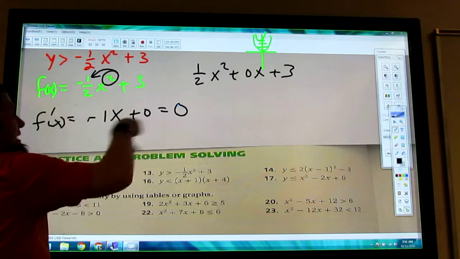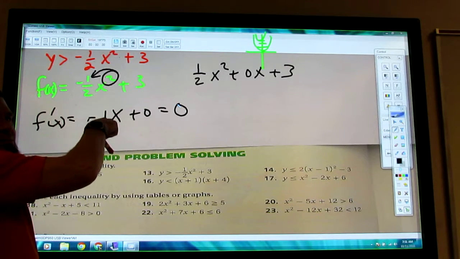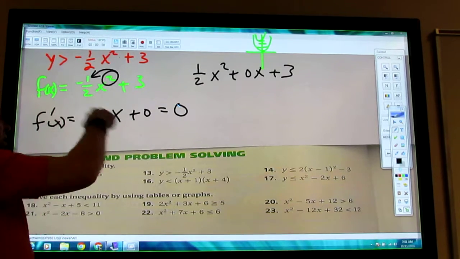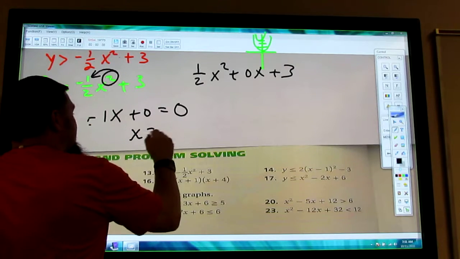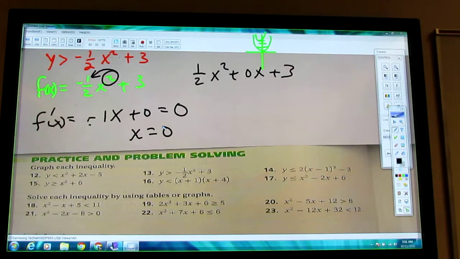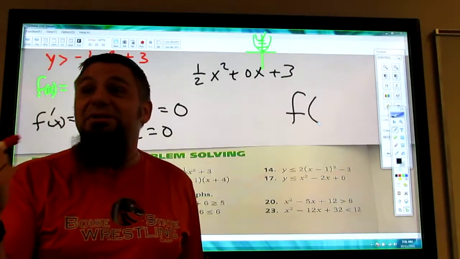But then when I set this equal to 0, right, what does x have to be? What times 1 is 0? Or what times negative 1 is 0? 0, yeah. x has to be 0, which we should know is our axis of symmetry. Okay? So when we plug in 0, here's the kicker. You plug in 0, and guess what you're going to get? Not 0. C. C, right? Because that's our third step.